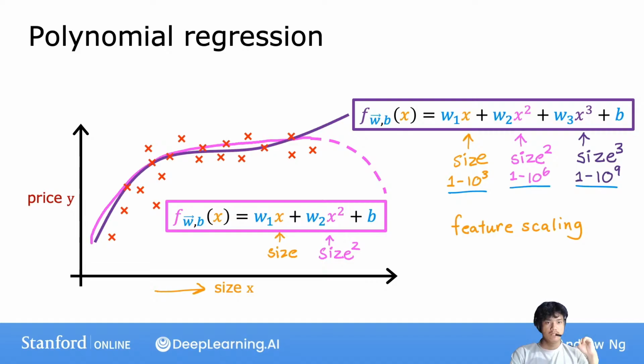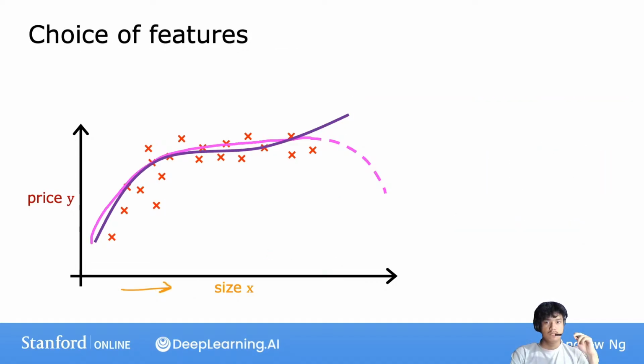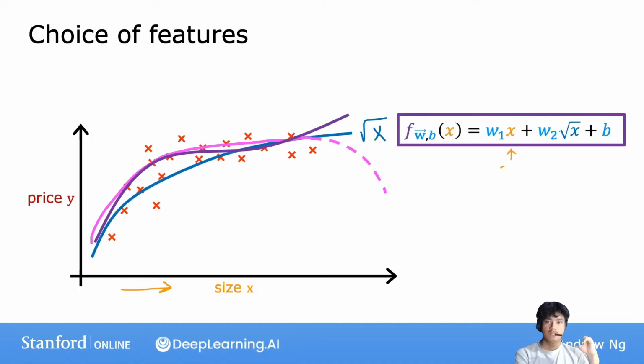Finally, here's one last example of how you really have a wide range of choices of features to use. Another reasonable alternative to taking the size squared and size cubed is to, say, use the square root of x. So your model may look like w1 times x plus w2 times the square root of x plus b. The square root function looks like this, and it becomes a bit less steep as x increases, but it doesn't ever completely flatten out, and it certainly never ever comes back down. So this would be another choice of features that might work well for this dataset as well.